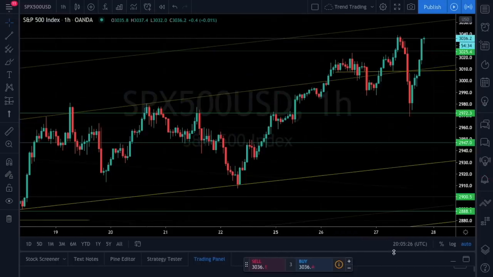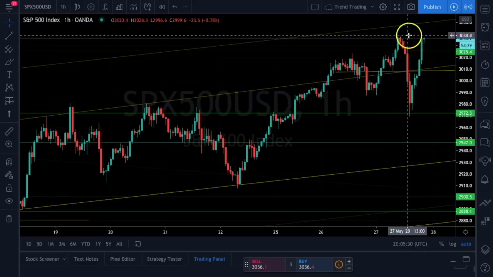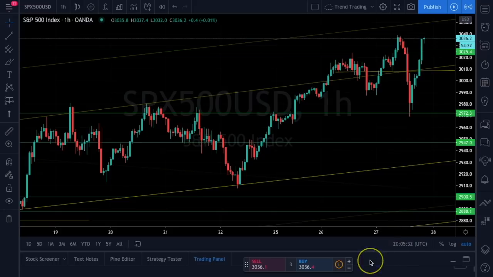Now you can see the markets today right now as they're closing towards the high of the day. They're just a few points off. Now, this is actually a little bit too rich for my blood, meaning I'm not looking to chase the market up here.